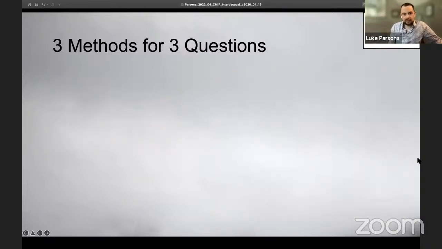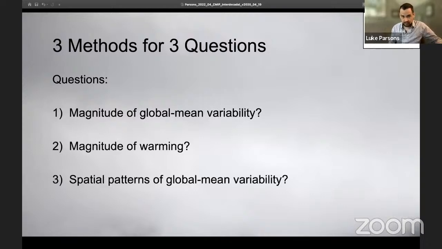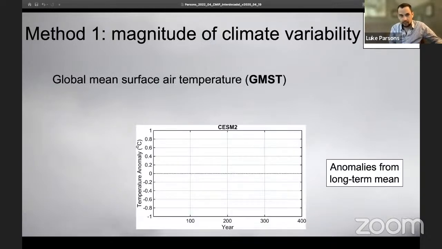And briefly here, I'll remind you I have our 3 questions. The magnitude of global mean variability, what's the magnitude of warming century to century in control runs versus historical runs, and what are the spatial patterns associated with global mean temperature variability. And so let me run through very briefly how I'm going to define the first 2, and I'll get into the last one later. So the first one, the magnitudes of global mean surface temperature or climate variability.